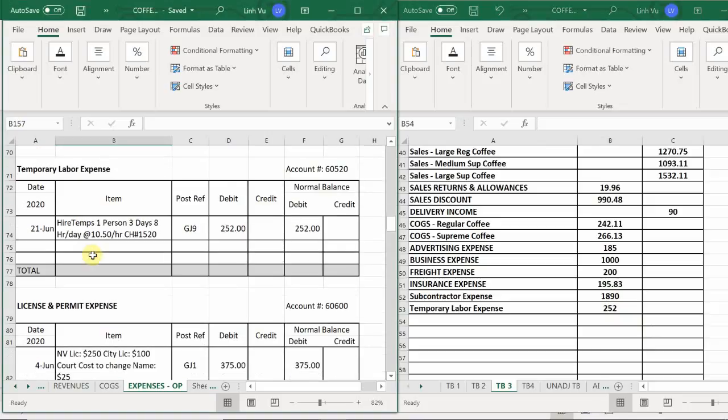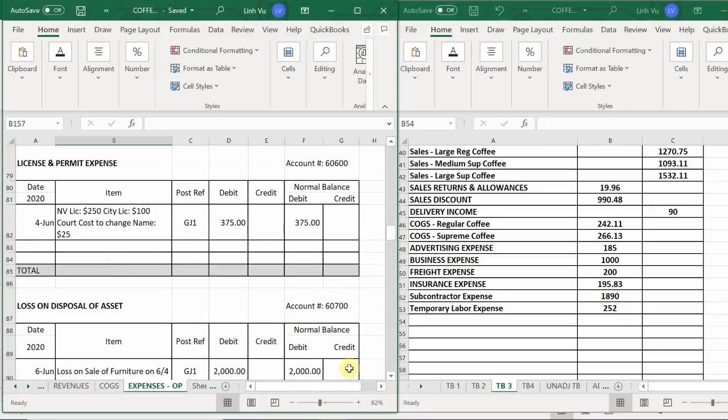See what else we have here. We have license and permit expense.